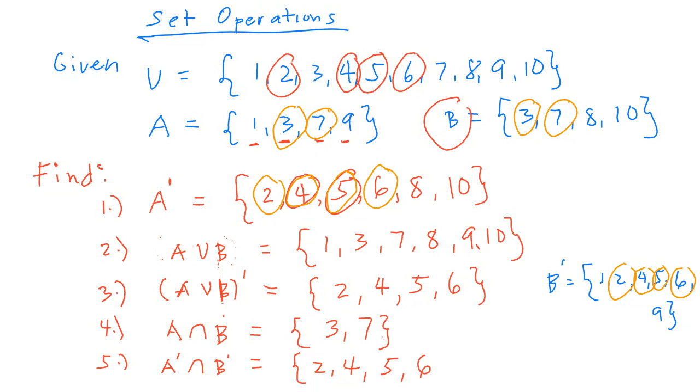Now looking at another element there, which is 9. 9, we don't have that in A naught. So that would be our answer. Okay, for number 5.